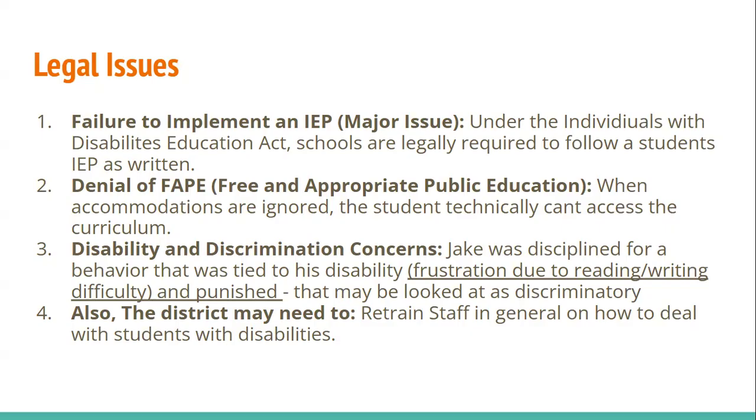The second legal issue would be denial of FAPE, which is free appropriate public education. When accommodations are ignored, the student technically can't access the curriculum. Why? Because failure to implement the IEP is denial of FAPE. Basically, if you deny some of their accommodations that are listed on their IEP, you're basically denying them their education, because these are entitled to them due to their IEP. The teacher made statements like he has to learn to complete his writing tasks while at the same time preventing him from doing so by not adhering to his IEP.